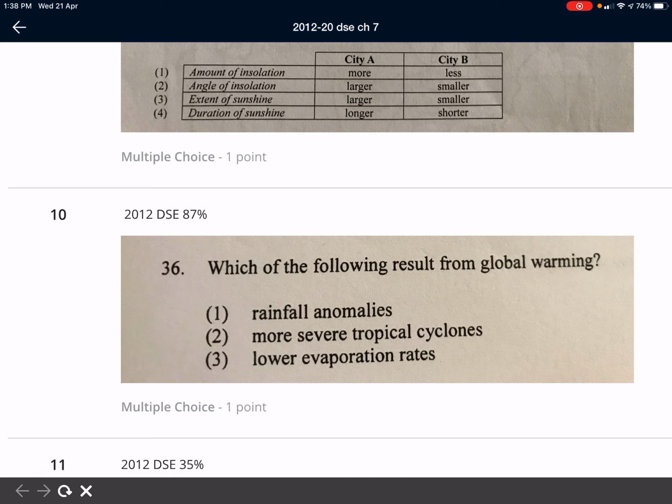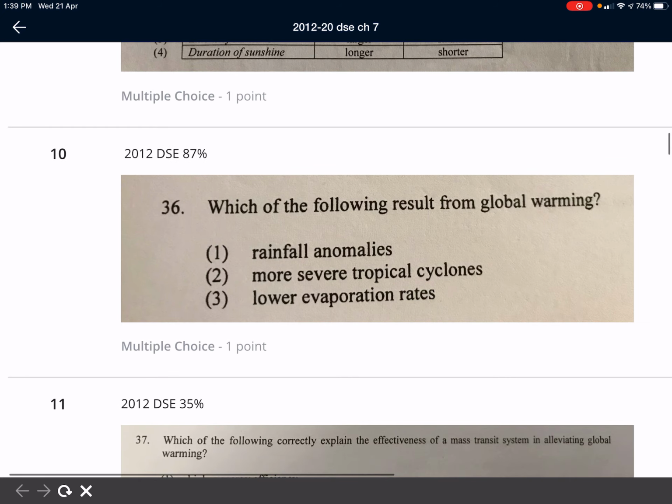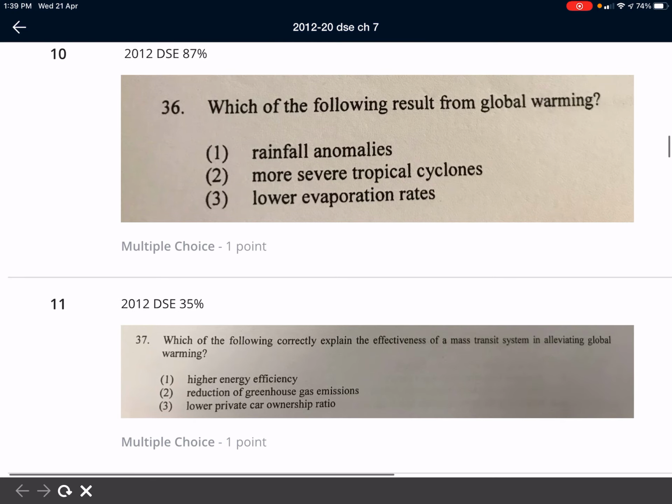Okay, and number 10, which of the following results from global warming? Result from global warming, bear in mind. Number 1, rainfall abnormalities, true, and then number 2, the most severe tropical windstorm, tropical cyclone, is also true. How about lower evaporation rates? It's wrong because with higher temperature, there should be a higher evaporation rate. So you can see how easy this is, and the answering rate is quite high.